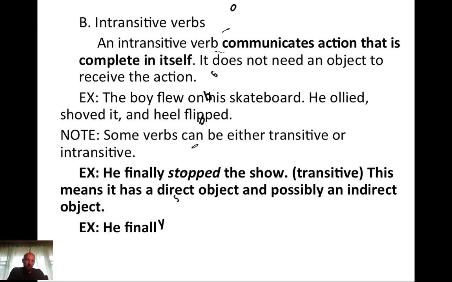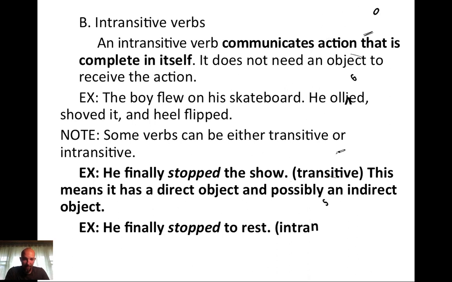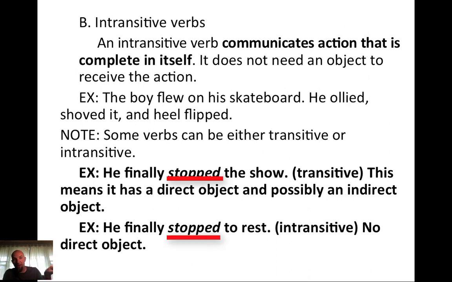All right. He finally stopped to rest. Intransitive. See how we were using stopped in both of those? See how I had the note and then I have examples? Stopped to rest. Stopped what? To rest. Rest is an object of the preposition. So stopped is an intransitive verb. No direct object.